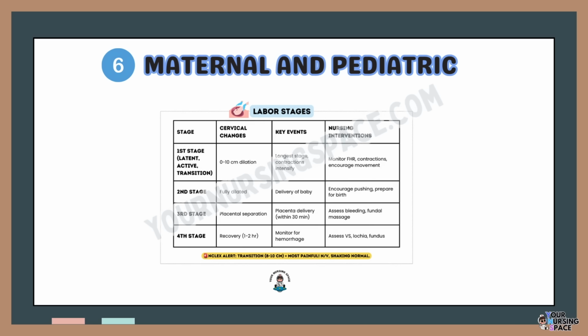Labor occurs in 4 stages. Stage 1 is all about cervical dilation from 0 to 10 centimeters. It includes 3 phases: latent, 0 to 3 centimeters, mild contractions; active, 4 to 7 centimeters, stronger contractions. This is when an epidural is usually given; and transition, 8 to 10 centimeters. Intense contractions, the patient may feel the urge to push.